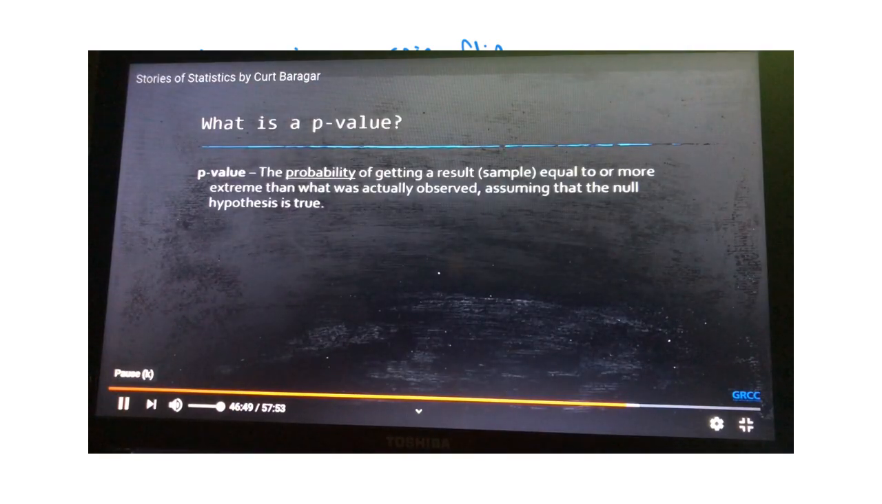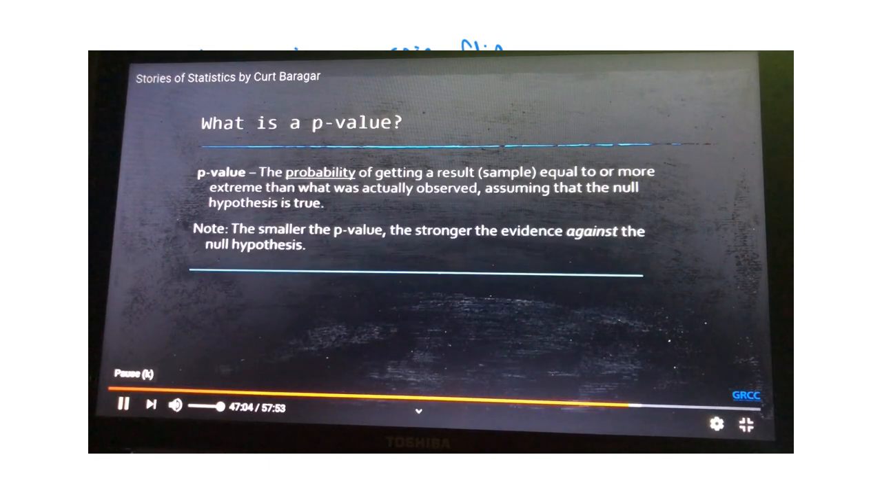So a p-value is a probability. You can think of this p just meaning probability. The probability of getting a result equal to or more extreme than what was actually observed, assuming that the null hypothesis is true. That's not going to make much sense until we actually do it. We're going to do a quick experiment here. It turns out the smaller the p-value, the stronger the evidence against the null hypothesis.